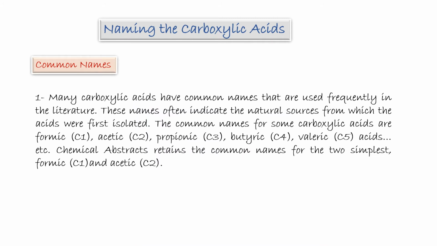Naming the carboxylic acids, common names. Many carboxylic acids have common names that are used frequently in the literature. These names often indicate the natural source from which the acids were first isolated. The common names of some carboxylic acids are, for C1 formic, C2 acetic, C3 propionic, C4 butyric, C5 valeric acids, etc. Chemical Abstracts retain the common names for the two simplest, formic and acetic acids.